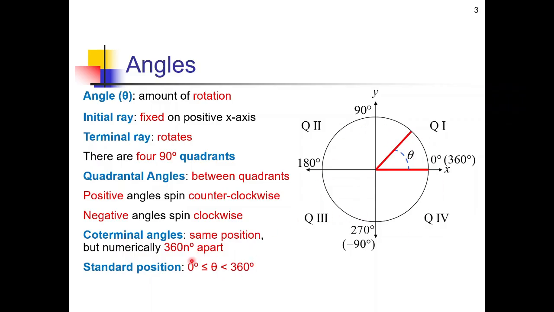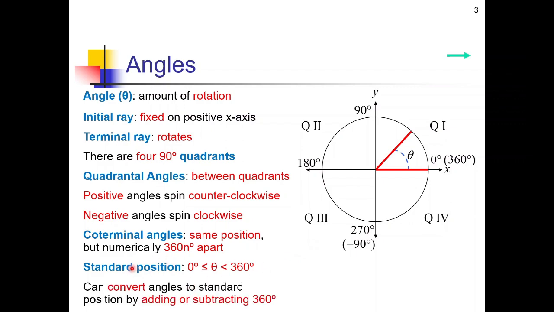And notice here that 0 is included, but 360 is not. 360 just misses the cutoff for being a standard position angle because 0 already took that spot. Now, if you start with an angle that's not in standard position and you want to turn it into one of these to make it a little easier to work with, it's pretty simple. To convert angles to standard position, you just have to keep adding or subtracting 360 degrees until you get an angle that's between 0 and 360.